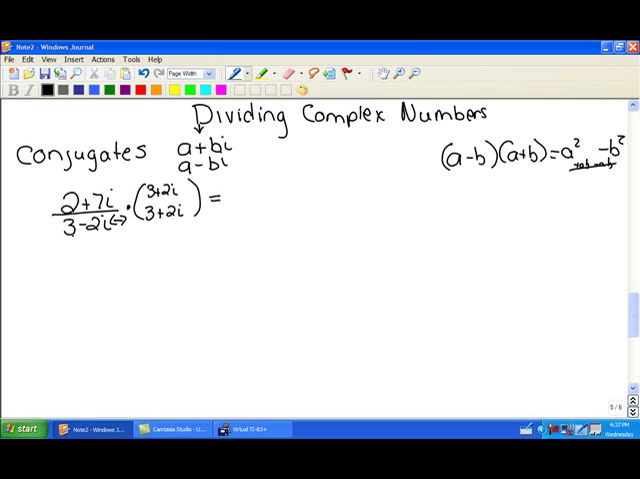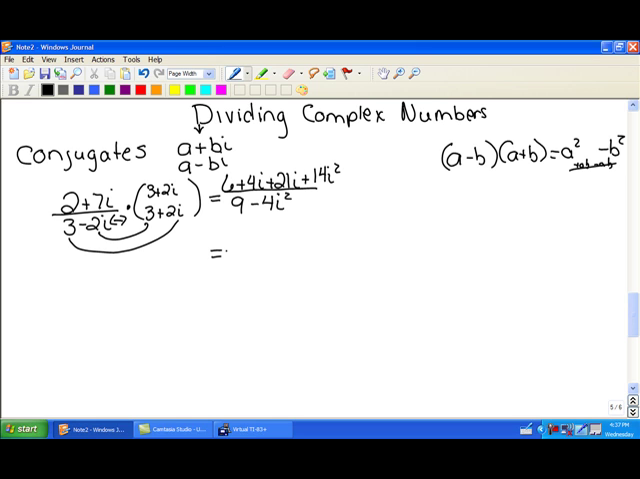If we look at the denominator, 3 times 3 will give us 9. We know the outer terms of 6i and the inner terms of negative 6i will cancel out. And the last terms, a negative 2i times a positive 2i, is going to be a negative 4i squared. On the top, we're going to FOIL out. 2 times 3 is going to be 6. 2 times 2i will be 4i. 7i times 3 is going to be a positive 21i. And 7i times 2i is going to give me a positive 14i squared.